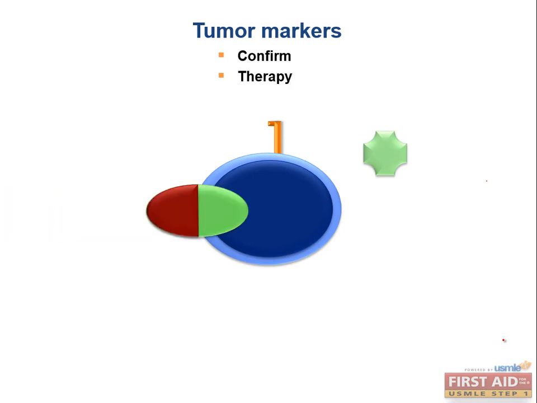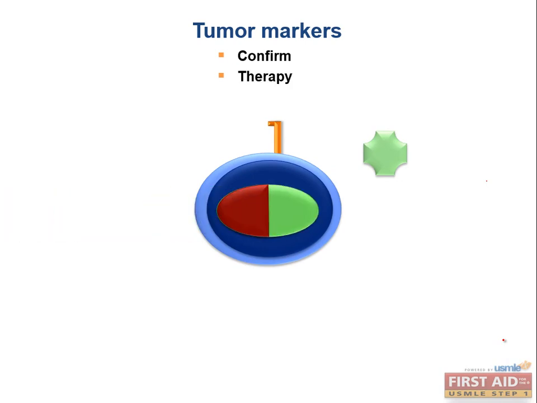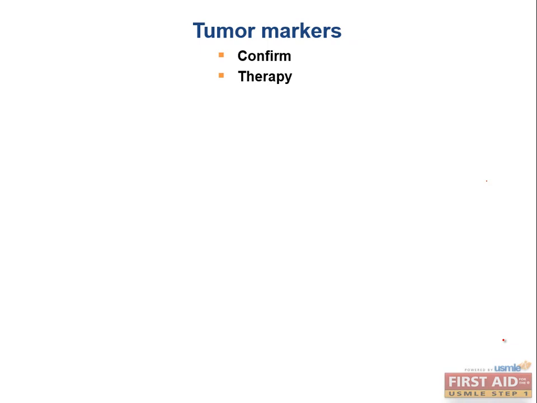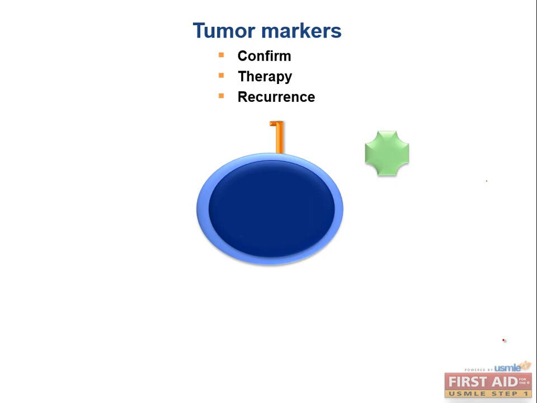The second main thing is they monitor effectiveness of therapy. So here's a chemo drug being fed to this cancer cell, and if it kills it, then the tumor burden is going to drop, and we're going to know that that drug is working. And the third and final thing is if that tumor cell pops back up and recurs, we're going to know it because the tumor marker is going to increase. All right, so that's what tumor markers do. That's the purpose that they serve.